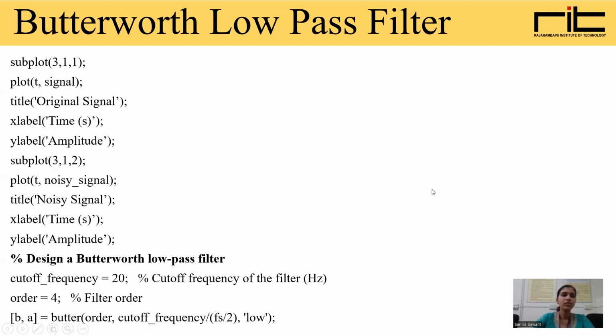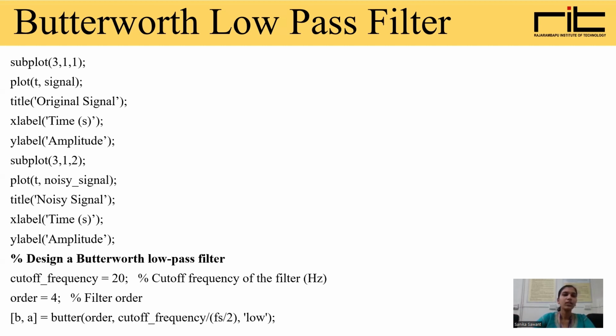So for this we'll use subplot and plot commands, and this part will help us to plot the noisy and original signals. First we'll plot the original signal in third row, first column and first position. By using the plot command, we'll plot the original signal. Then we'll give labels. Then we'll plot the noisy signal at third row, first column and second position.